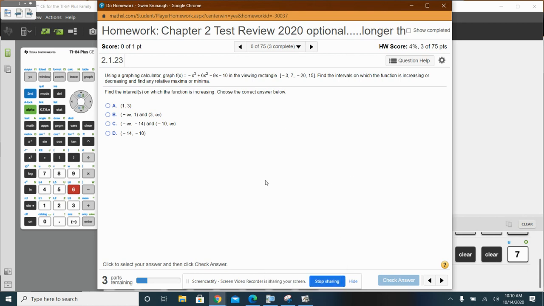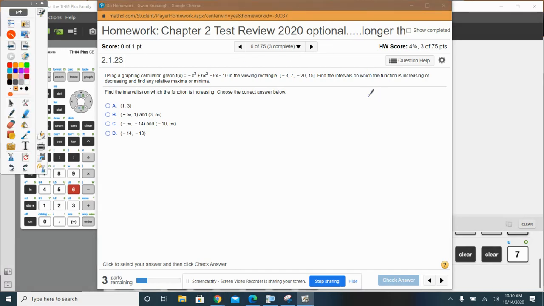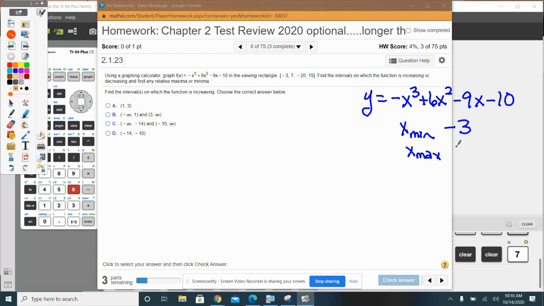So I have to write it down so that I can copy it in a second when I switch screens. So the equation is y equals negative x to the third plus 6x squared minus 9x minus 10. Now, what this is telling me is my x min and my x max. We're going to change our window from -3 to 7, and then the y min and the y max will be -20 to 15. That's what this is explaining to me.